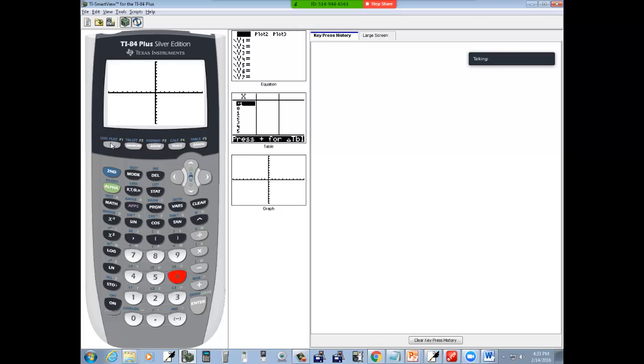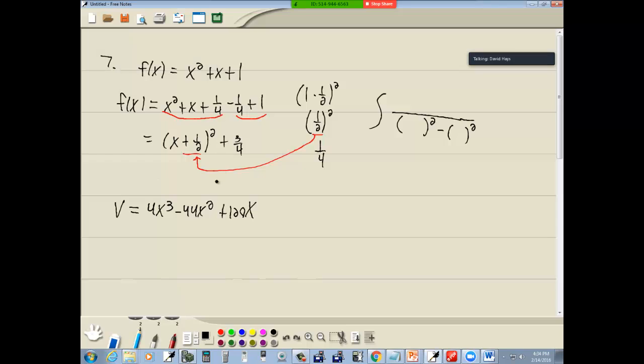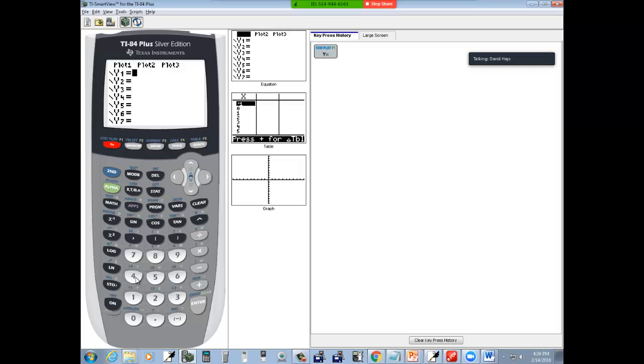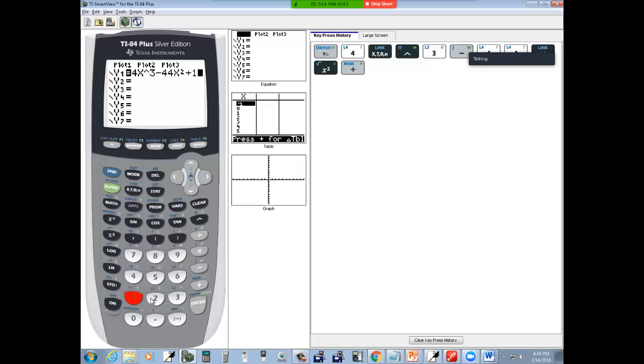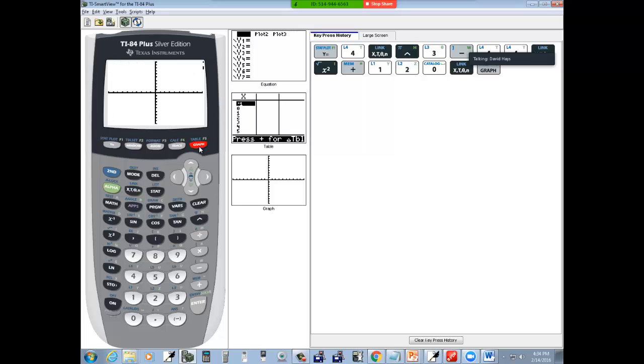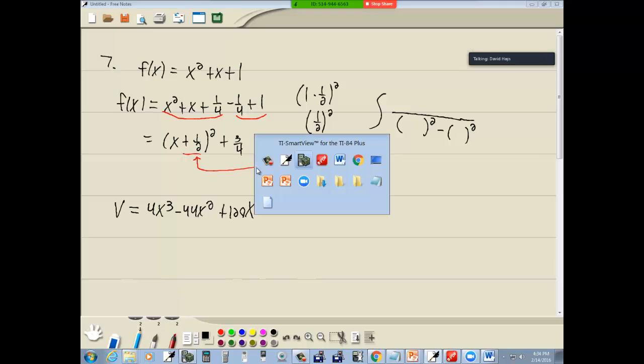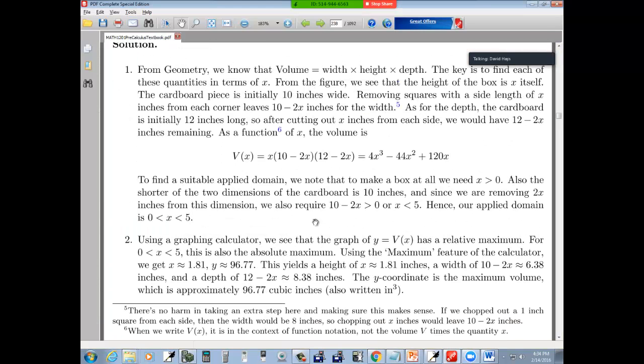Okay. So I go to my y equals, and then I'll type in this 4x to the third minus 44x squared plus 120x. Now, this is kind of the tricky part. If you press graph, it's possible you might not be able to see the min or max. And in this problem, it's wanting us to maximize it.